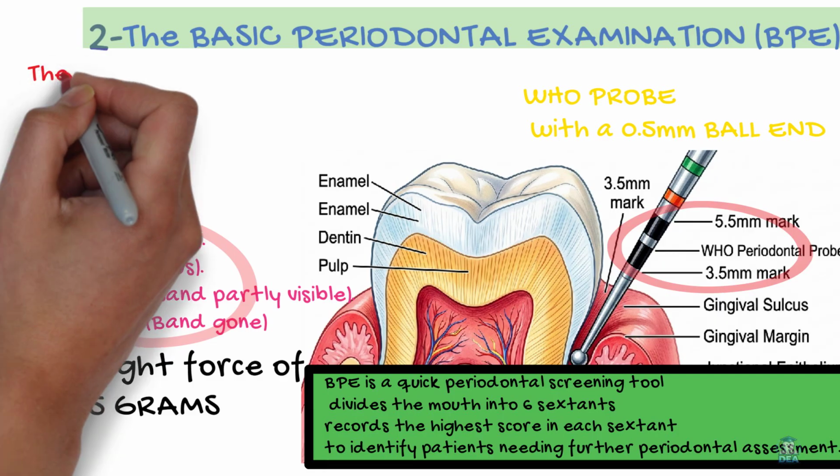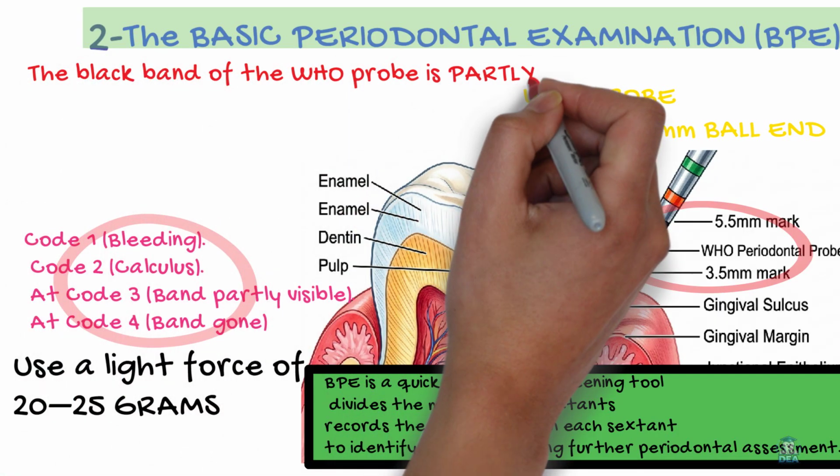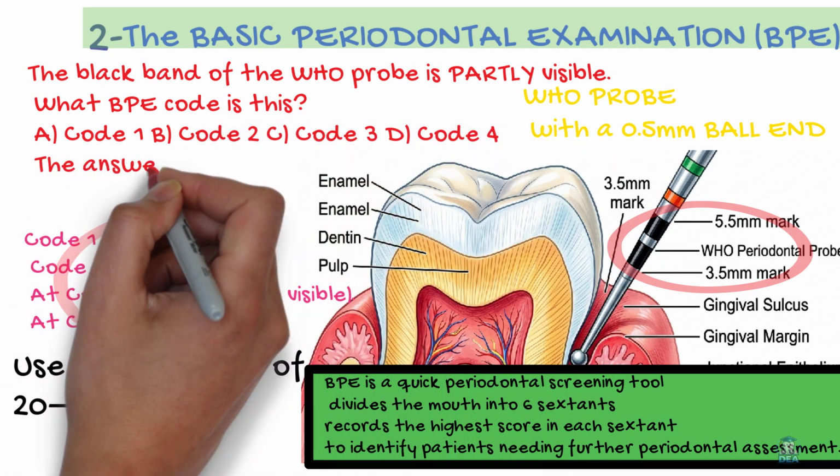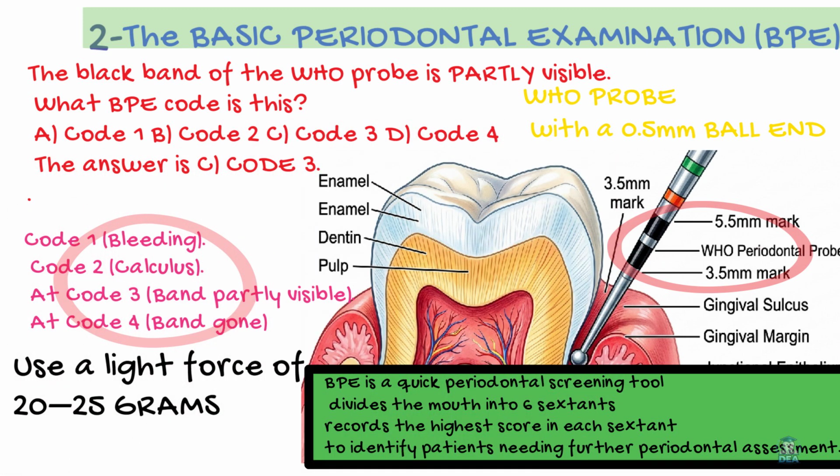Question 2. The black band of the WHO probe is partly visible. What BPE code is this? The answer is C, code 3. Remember the hiker? If he's partly submerged, it's a 3.